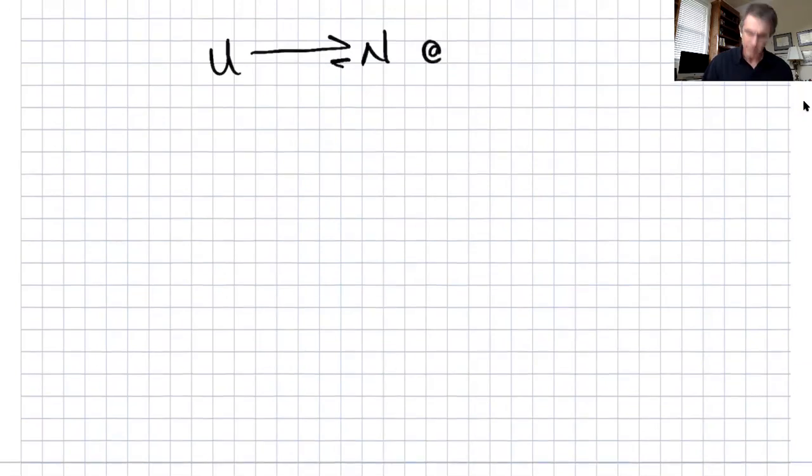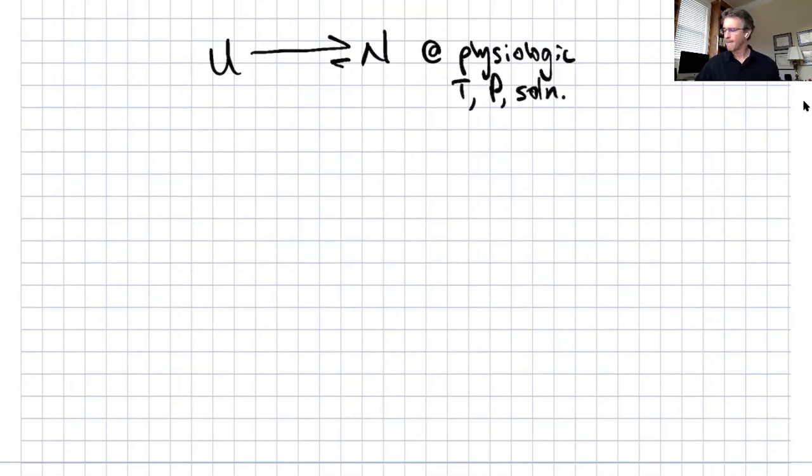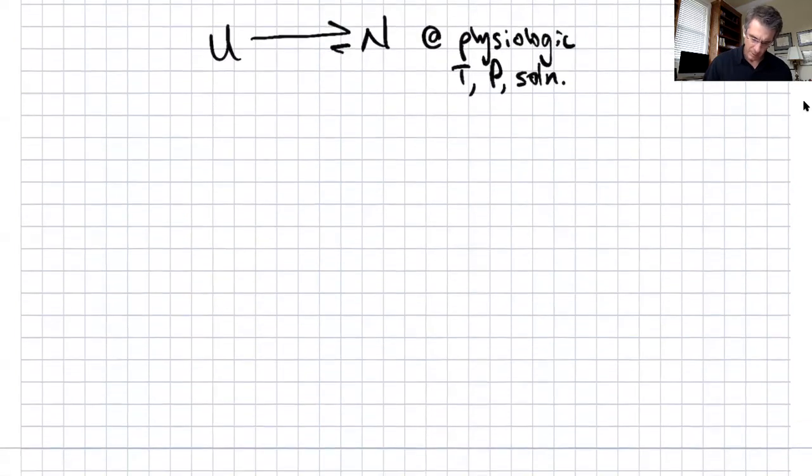Okay, so to do that, let's rewrite that equilibrium a little bit in a way that reflects what we know is true, which is that we have that unfolded state. We write the equilibrium with native. We know it probably looks something like that, because we know this protein is stable, so that equilibrium is going to fall much more towards the native state protein. And let's assume also that we're at physiologic temperature, pressure, solution conditions, etc. And we know that's going to have an associated equilibrium constant.